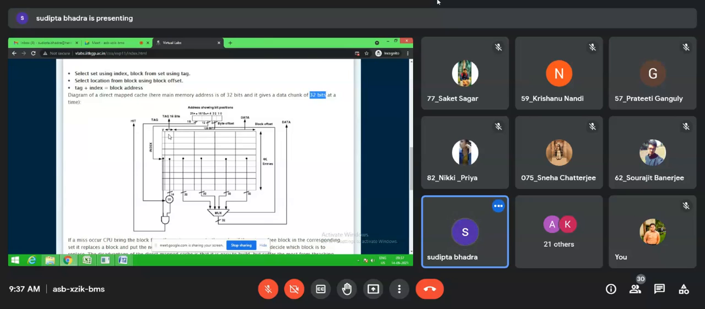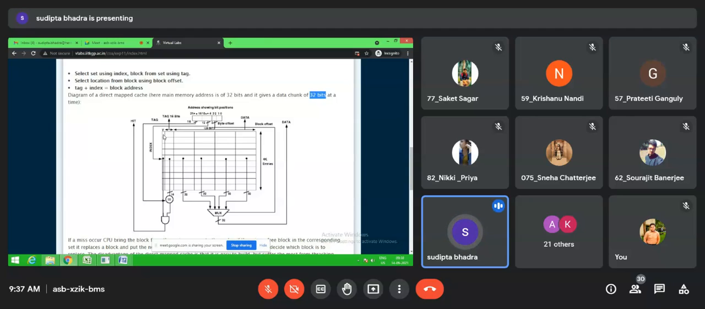There is tag bits information, as well as one bit of information, that is V. This V is the validity bit. Means what? If the V bit is one, that means the tag information, the block information in that line, is valid. If the V bit is zero, even if the cache line contains a block, the return value will be zero, as the validity bit V is zero.